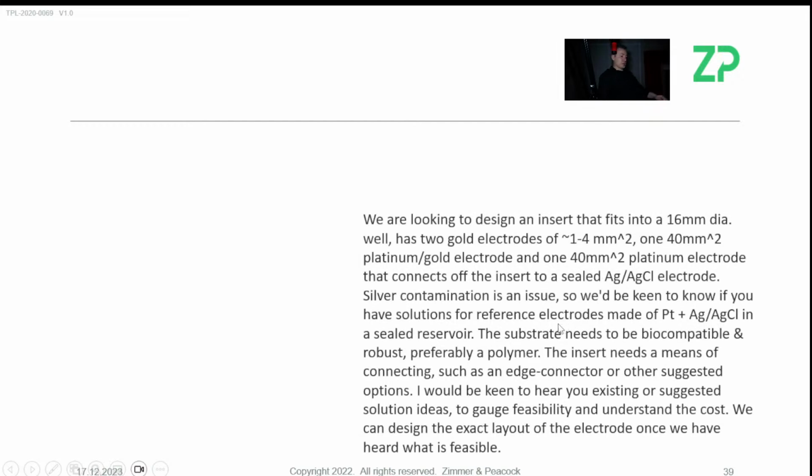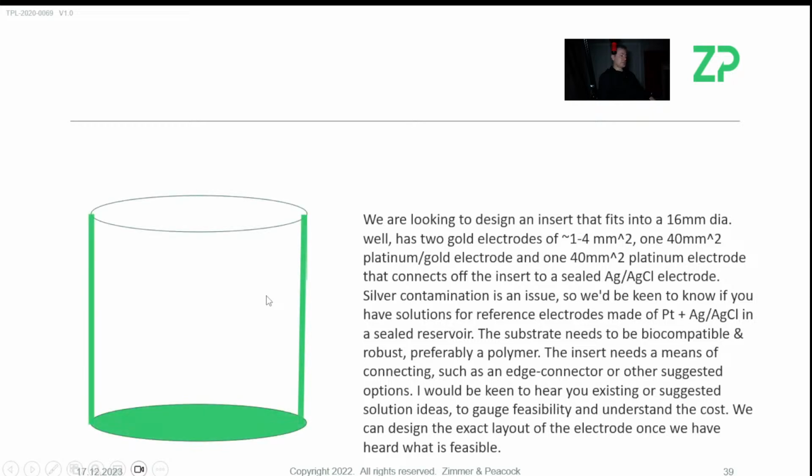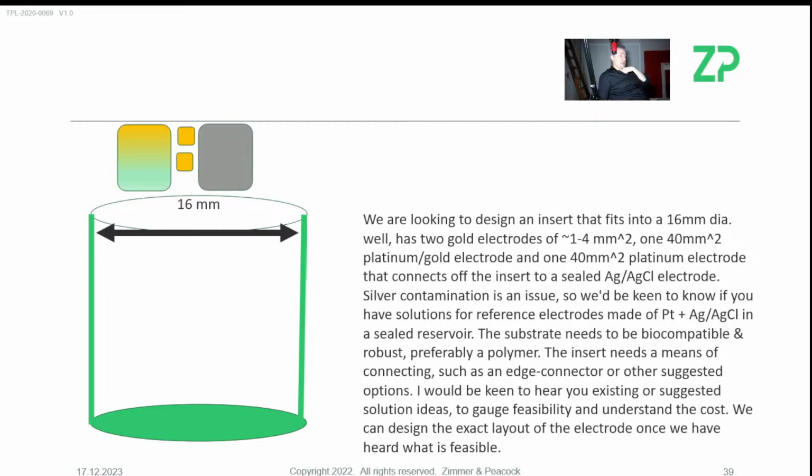They've got a description. So I've read the description, and I'm sort of translating the description into, they have a well that's about 16 millimeters across. And they want to make an electrode assembly, which is 2 gold electrodes, which have an area of about 1 millimeter to 4 millimeters squared. An electrode that is, I think it can either be platinum or gold, but it's 40 millimeters squared, so that's significant because it's quite big. And they want to have a platinum electrode. I'm a little bit confused by this point, which is they want to then attach it to, I feel like, some sort of isolated silver chloride electrodes.